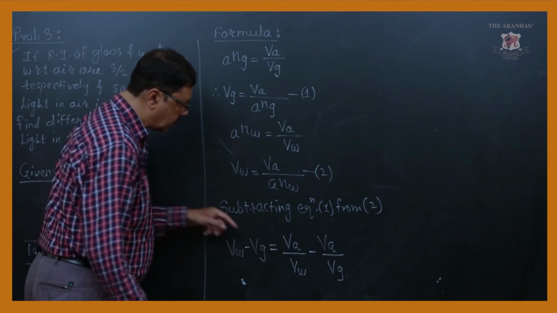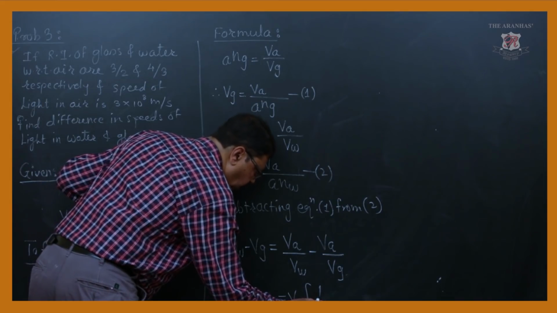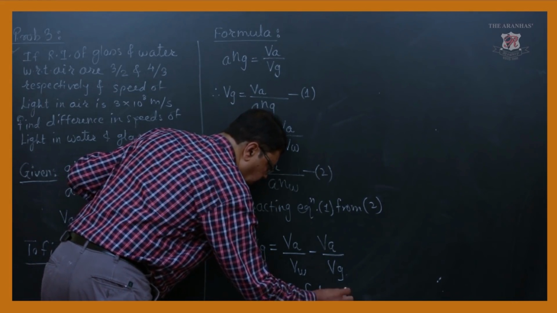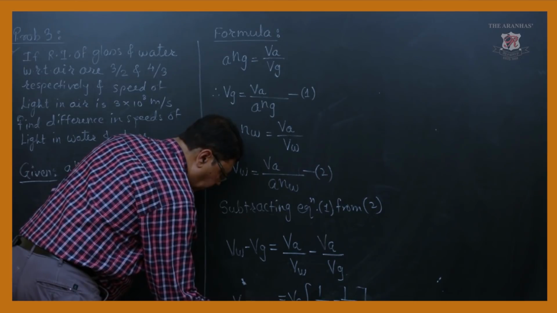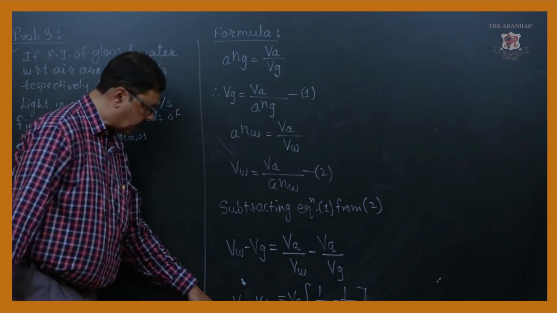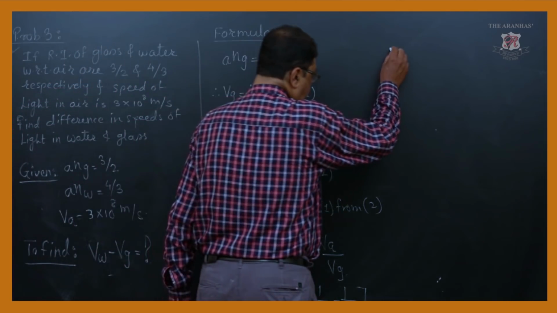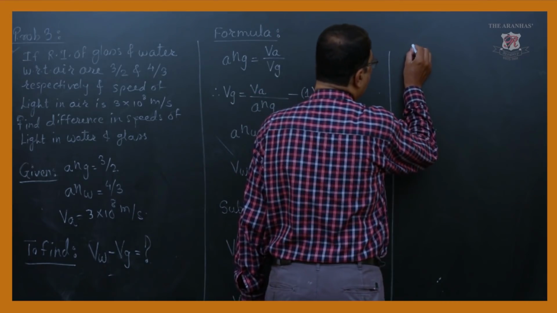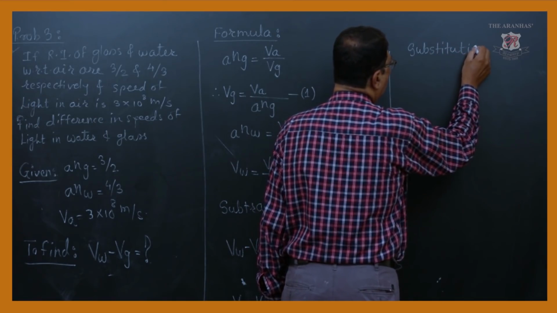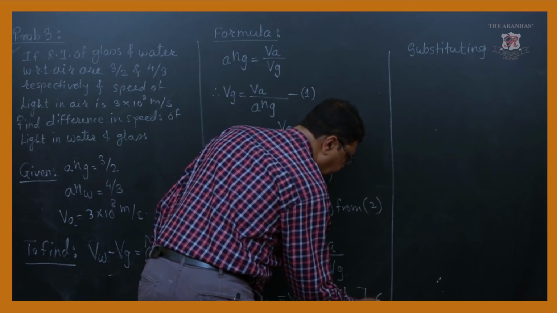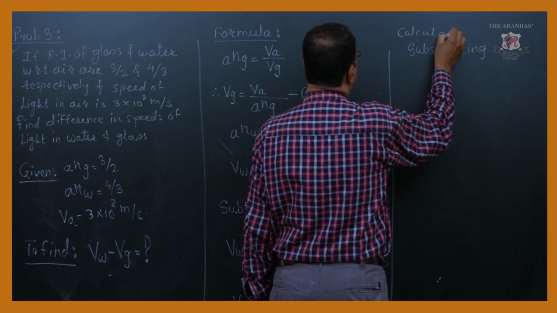What appears to be common in both the terms on the right hand side? VA into bracket 1 upon ANW minus 1 upon ANG. This gives me the formula for difference in the speed of light in water and glass. Next thing, substituting values. I will call it equation number 3 for understanding purpose and give heading here, calculations.